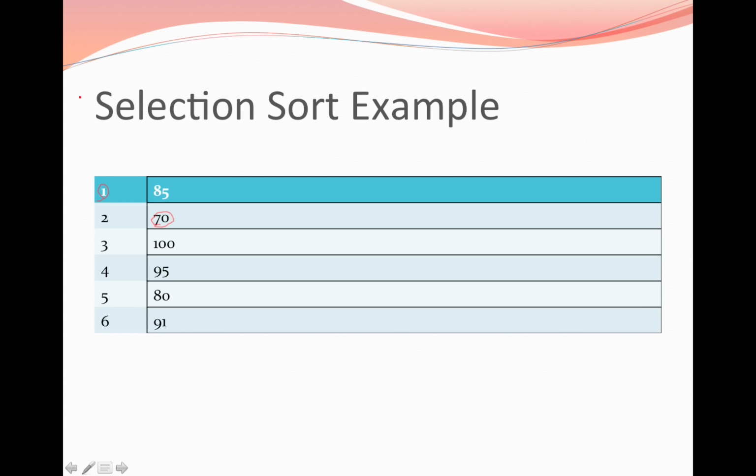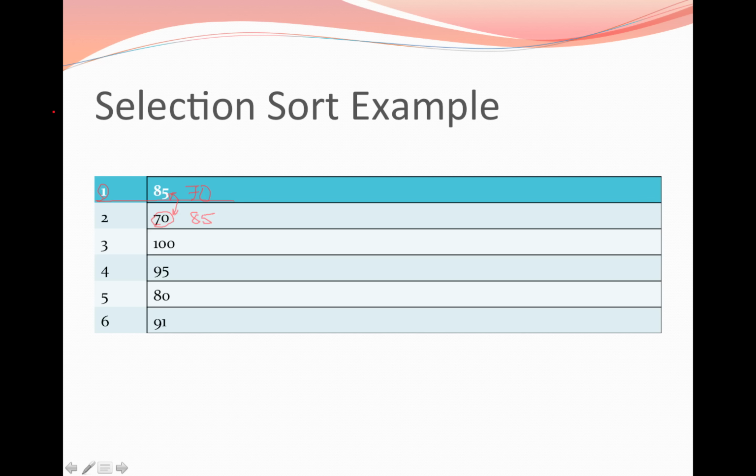And so we want to put that in the first element of the vector, and the way we can do that is by exchanging the 70 with the 85. So the 70 is up here, and the 85 is down here. Okay, so now we're done with the first element. We've got the 70 in the first element. We're done with that, and now we can look through the rest of the vector.